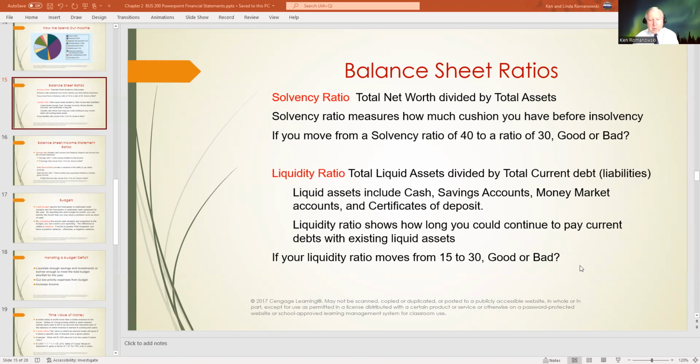So the liquidity ratio shows how long you could continue to pay your current debts with your existing liquid assets. So if your liquidity ratio moves from 15 to 30, that means that you have a higher liquidity ratio. And that's a good sign that you've gone from 15 to 30. You want to be careful if it's the reverse, if your liquidity ratio is going down.